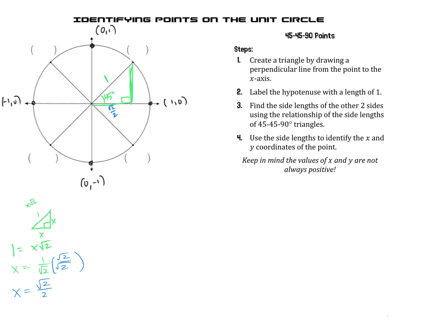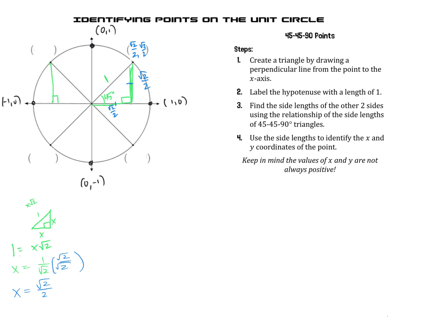Now, 45, 45, 90 triangles are isosceles. That means that the y value of this coordinate is also going to be root 2 over 2. So if I were to write this as an ordered pair, I'm going to have root 2 over 2 and root 2 over 2.